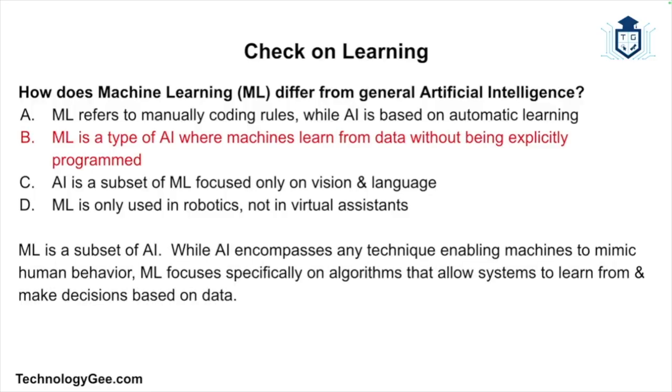And the correct answer is machine learning. This is a type of AI where machines learn from data without being explicitly programmed. So machine learning is a subset of artificial intelligence. Now, while AI encompasses any technique enabling machines to mimic human behavior, machine learning focuses specifically on algorithms that allow systems to learn from and make decisions based on data.